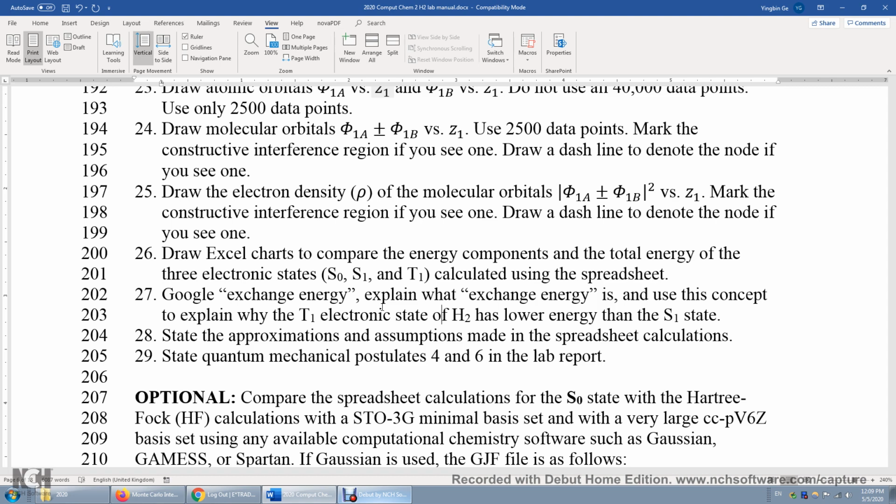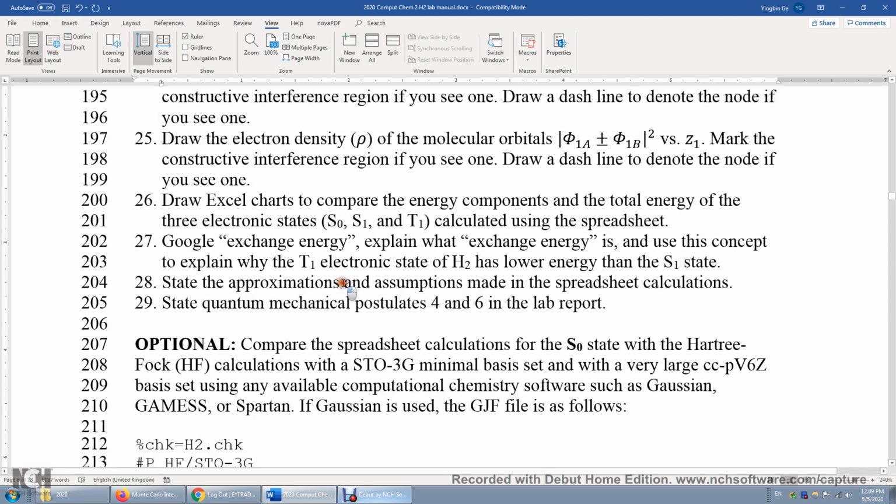All right? So that's the essence of the exchange energy. But I want you to explain what exchange energy is in your own words. And I want you to state the approximations and assumptions in the spreadsheet calculations. There are a lot of them.